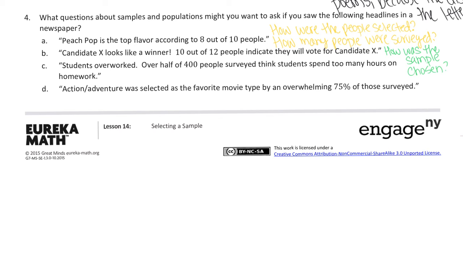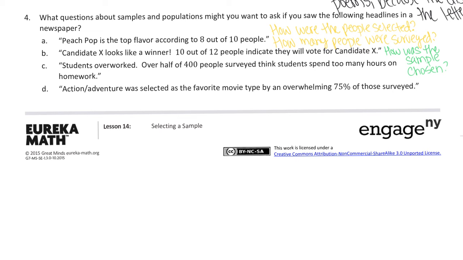Okay. C, students overworked. Over half of 400 people surveyed think students spend too many hours on homework. Well, with this school year, I'm sure you guys can probably agree with that, right? And it says that they surveyed 400 people, which is pretty neat. Now we know how many people were surveyed. And it says over half of 400 people. Well, that's kind of skeptical, because we don't even know the exact number of people who said that students get too many hours of homework.